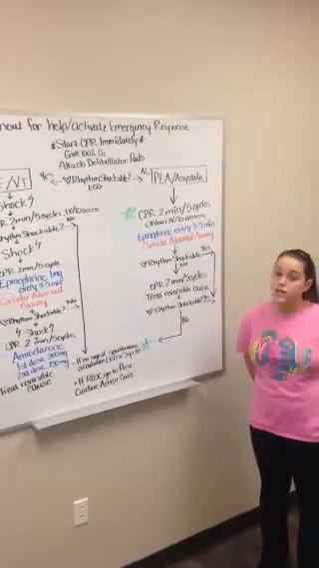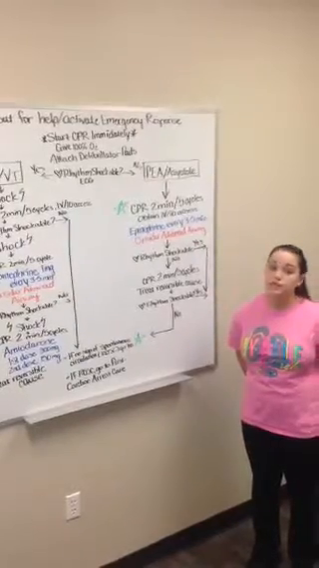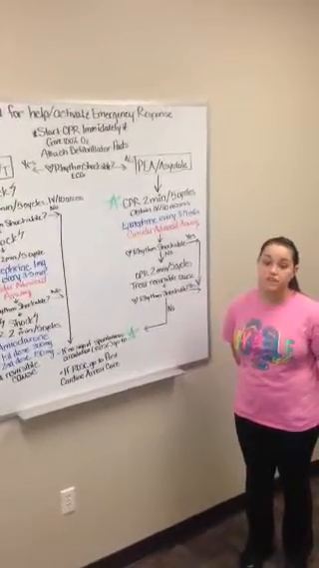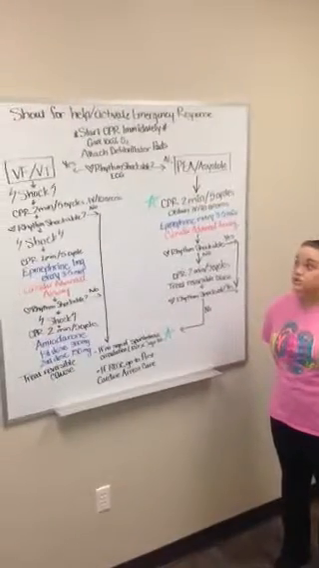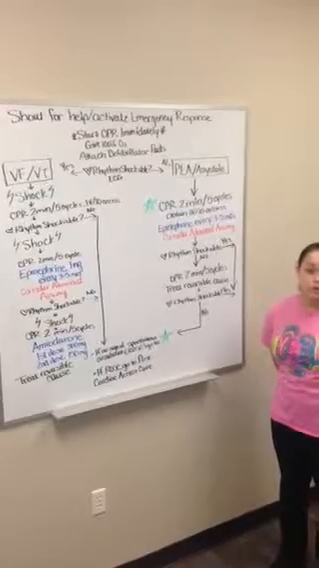As soon as the pads are attached, you will determine from the ECG monitor whether the rhythm is shockable or not. The shockable rhythms are pulseless VFib and pulseless VTach. As soon as you determine that, you will immediately shock. You will shock with 200 joules.